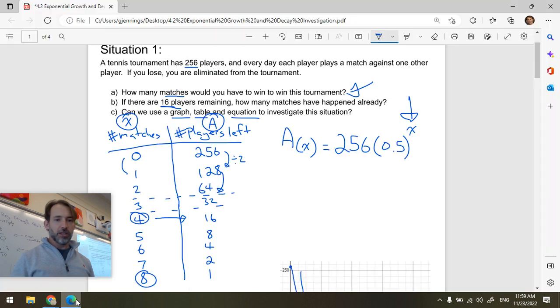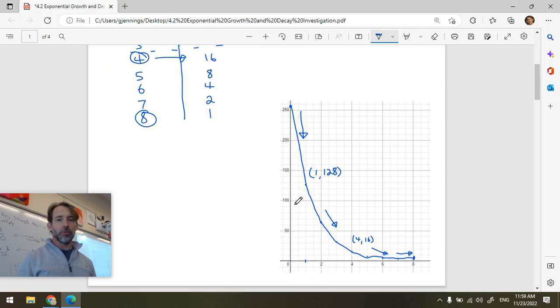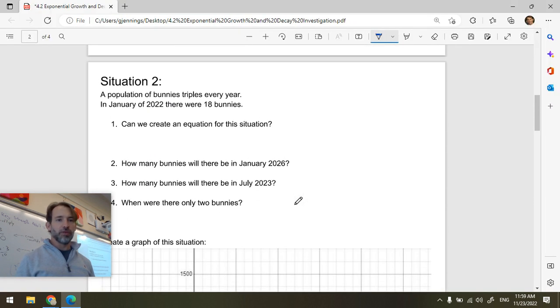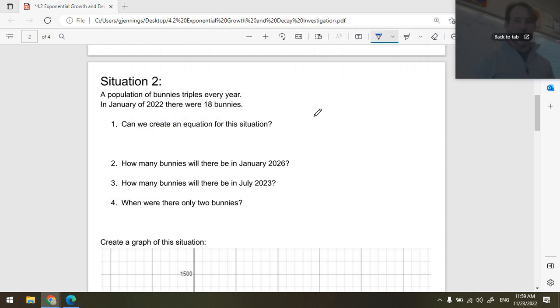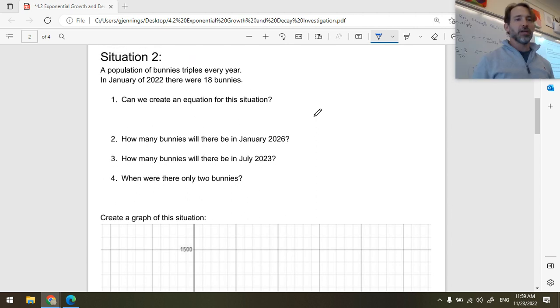Now, for the next situation, let's take a look. And we'll probably need our equation a little bit more for this situation. In this situation, we have the happy situation of bunnies that triple their population every year. If in January 2022 of this year there were 18 bunnies, we can actually use that to create not only a table, we can also build an equation for this. Right? So let's take a look at how we break down and build an equation for this type of thing, and then we can investigate a few different things like, in the future, how many bunnies will there be at specific times?